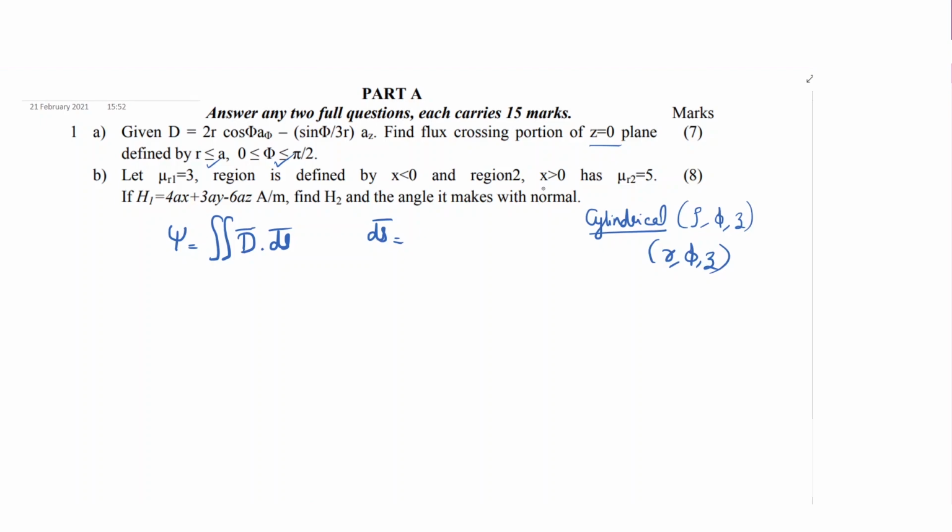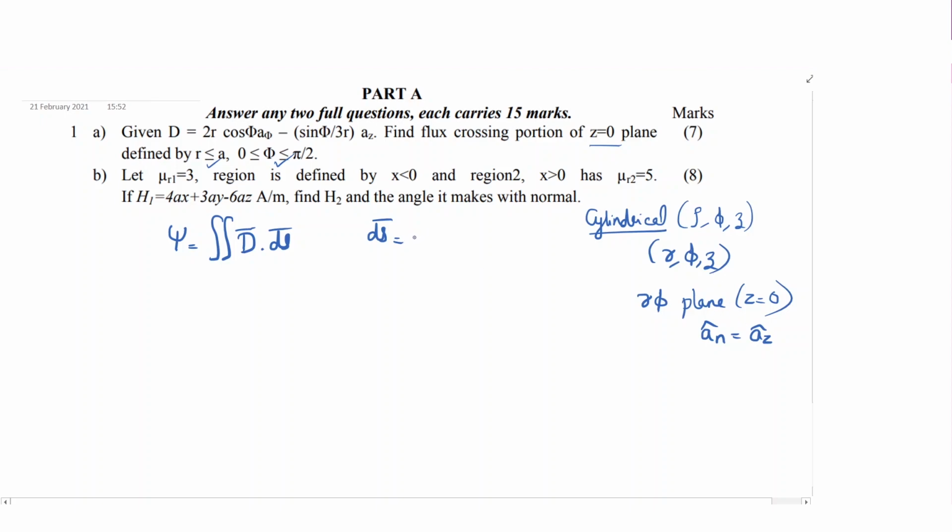Okay, so ds is z equals 0 plane, means that is an r phi plane. That's why we say it is a z equals 0 plane, because z is a constant. So r and phi are varying. So it is an r phi plane, and because of that the unit vector normal to that plane is az. In r phi plane the unit vector normal to it is az. Okay, so this much we know.